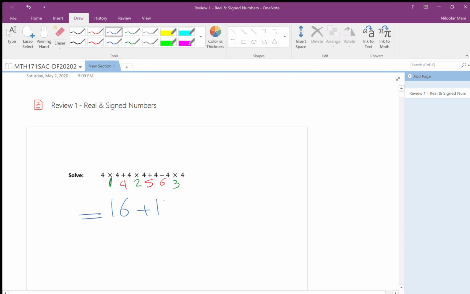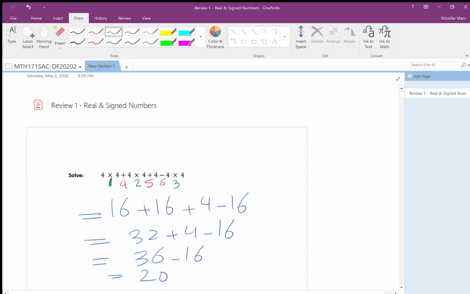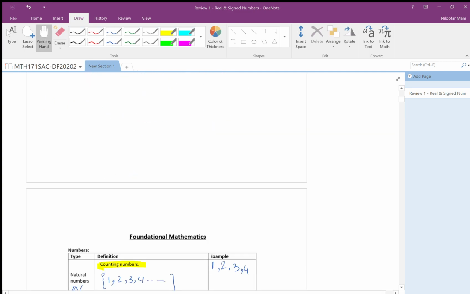16 plus 16 plus 4 minus 16 equals 36. So I can do it step by step: 32 plus 4 minus 16. However, I can say 16 and 16 cancel. But here I'm following the order of operations. So 36 minus 16 is 20. Okay? 20 is the answer. Right? So 16 and 16 is 32, then 36. Okay, so how about if I continue.